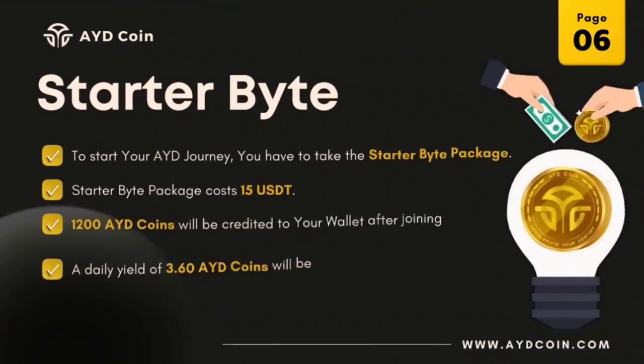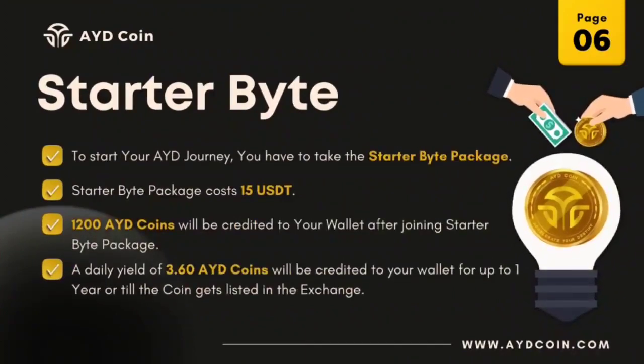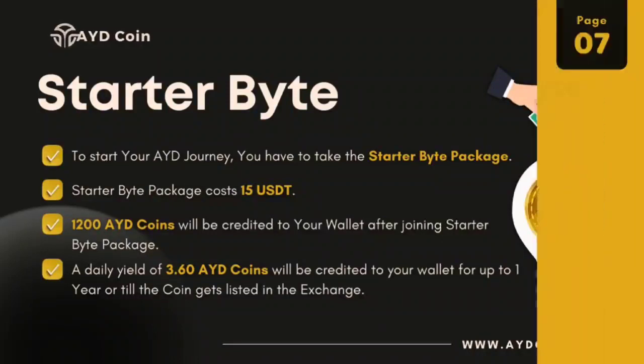So let us know about Byte. To start your AYD journey, you have to take the Byte package, which costs 15 USDT. 1200 AYD coins will be credited to your wallet after joining the Byte package. A daily yield of 3.60 AYD coins will be credited to your wallet for up to 1 year or till the coin gets listed in the exchange.